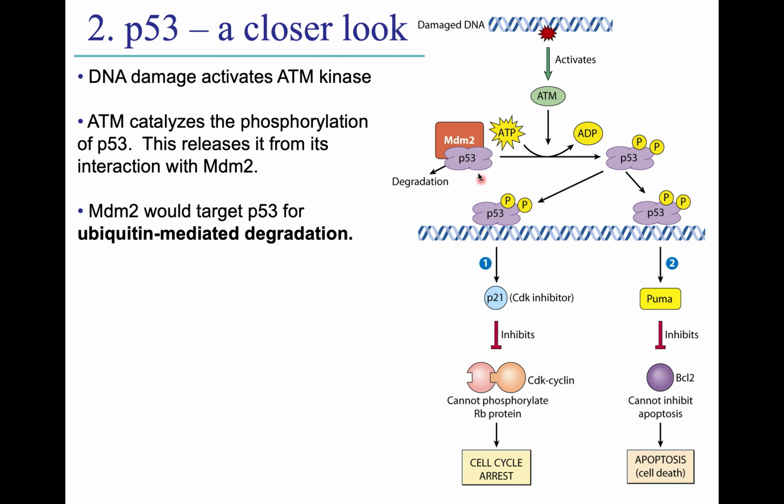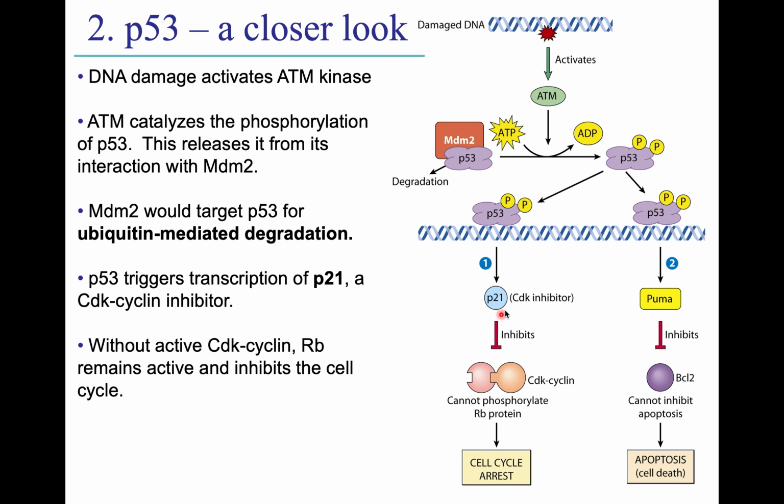Okay, so that would be the fate awaiting P53 if it were not for DNA damage and activation of ATM kinase. Right, so that saves it from certain doom. And once it's rescued, now P53 will go activate the transcription of two different genes, the P21 gene and what's called the PUMA gene.